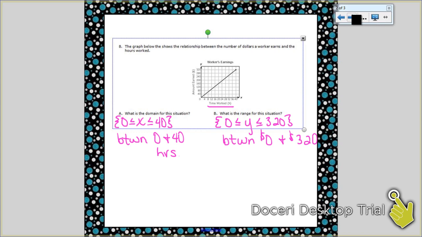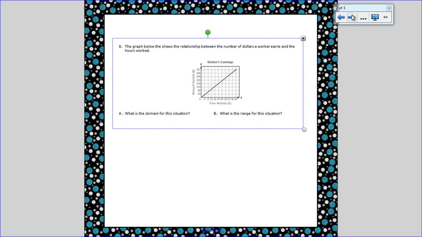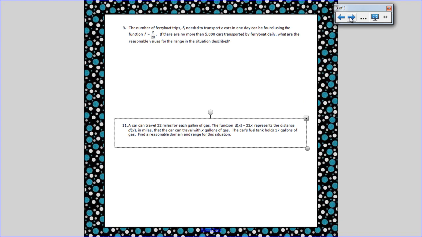So there's another graph. So now let's talk about it in terms of a word problem.